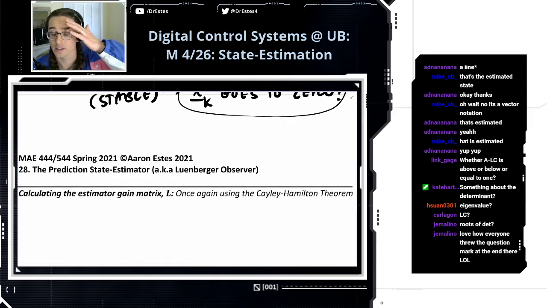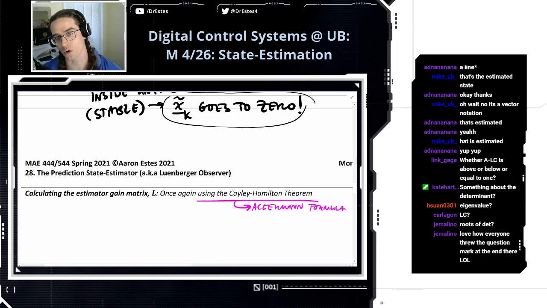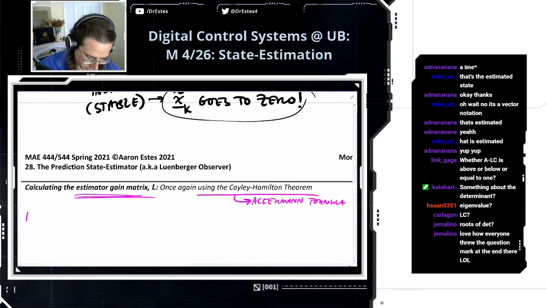When we calculated the control gain matrix, we used the Cayley-Hamilton theorem, which led to the Ackermann formula. And now we can just use the Ackermann formula to solve for the control gain. So let's talk about the estimator gain. It's a very similar problem. You're trying to choose a matrix so that the eigenvalues of a related matrix are where you want them to be. We're going to do the same kind of thing. Okay, so here we go.